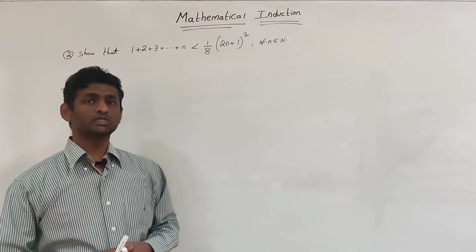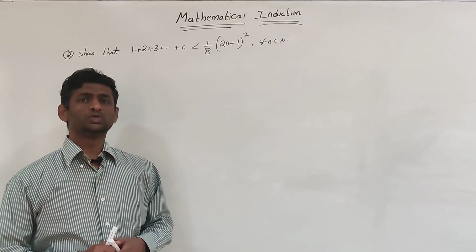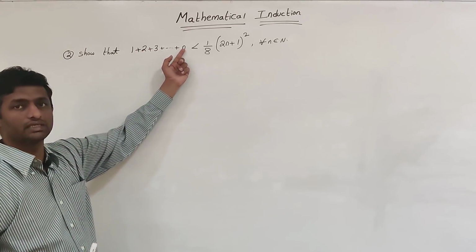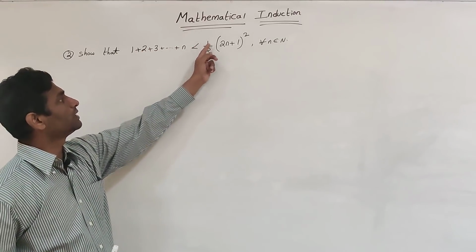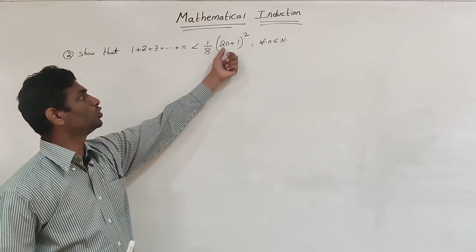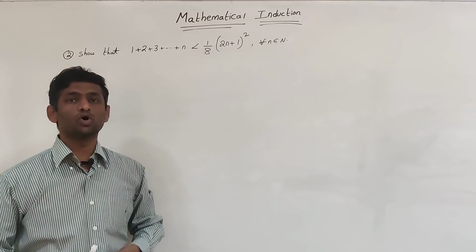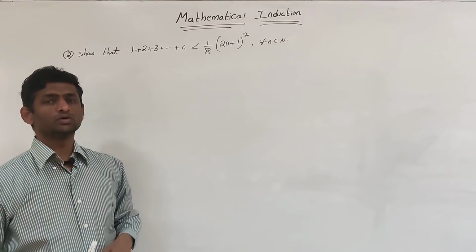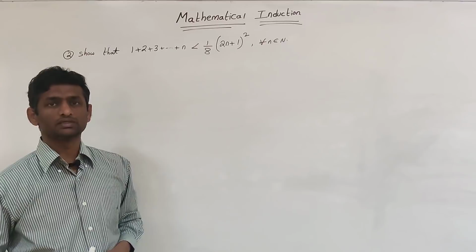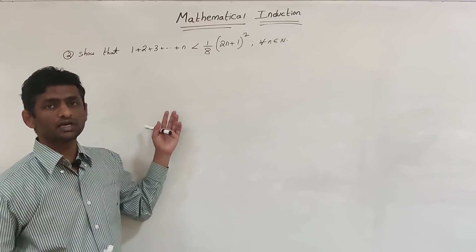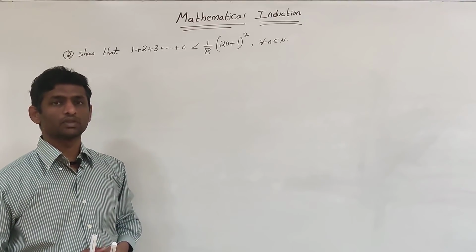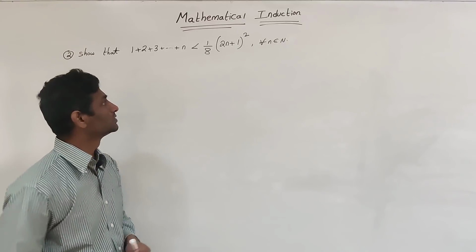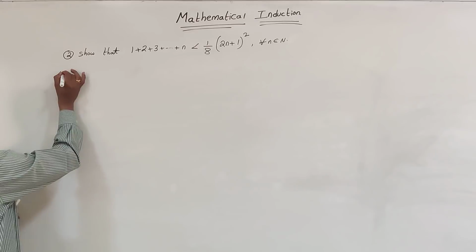So the next question on inequality: show that 1 plus 2 plus 3 plus so on plus n is less than 1 by 8 times of (2n plus 1) whole square, for all n belongs to natural numbers. So the starting number is 1 here. So that comes for a basic step, meaning the given statement is true for n is equal to 1. So let's see the proof.